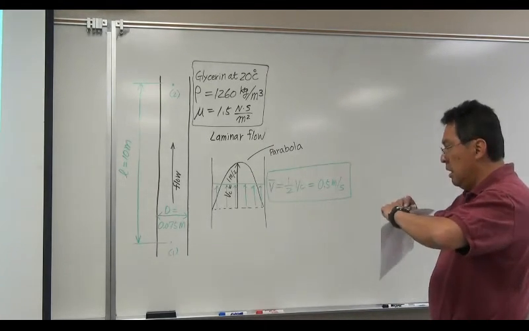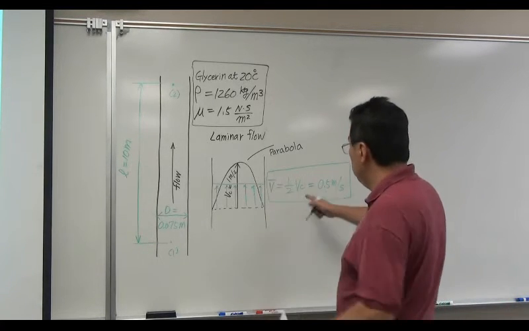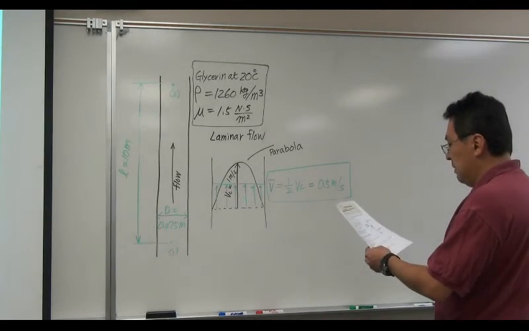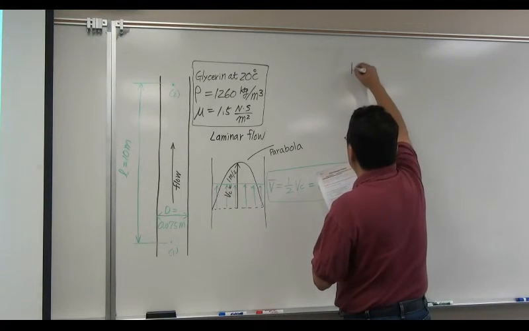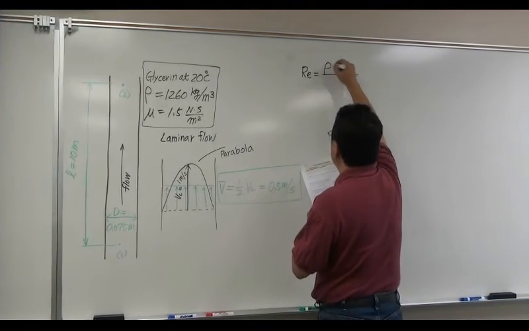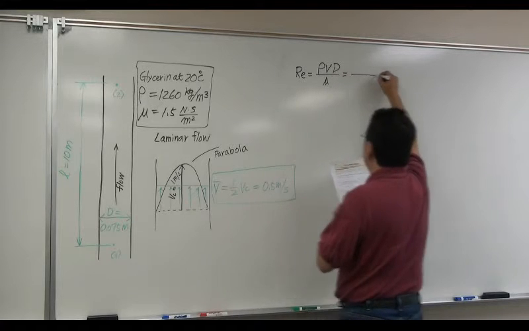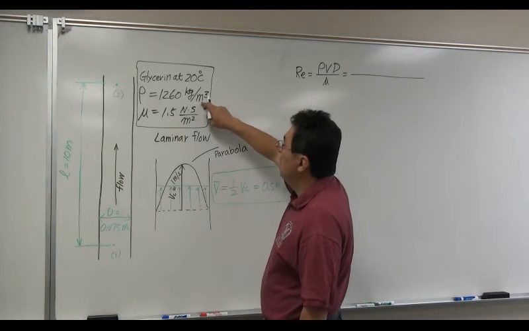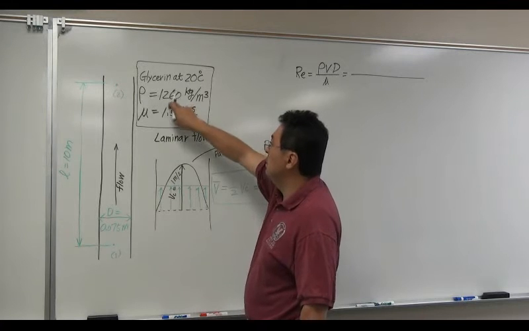But anyway, rather than using the centerline velocity, I want to use the average velocity to find out the Reynolds number. Okay. So let's check the Reynolds number. Reynolds number is density times velocity times diameter divided by viscosity. The density of glycerin at 20 degrees C, you have to look up in the property table, but this is the property of glycerin, density, viscosity.